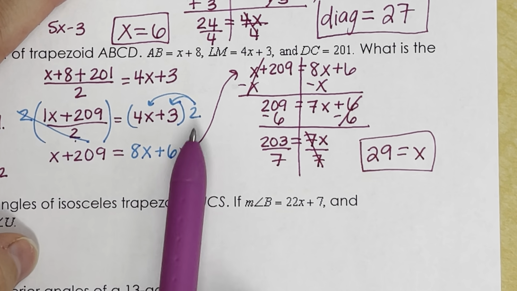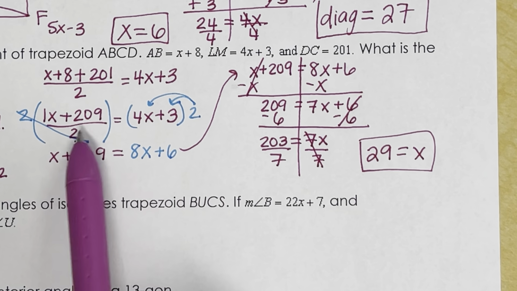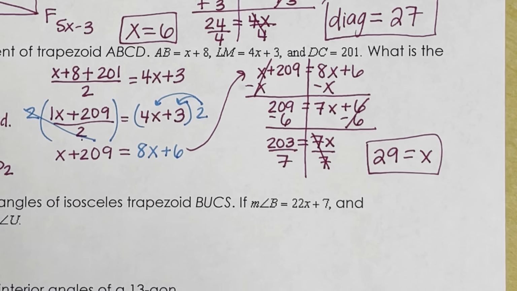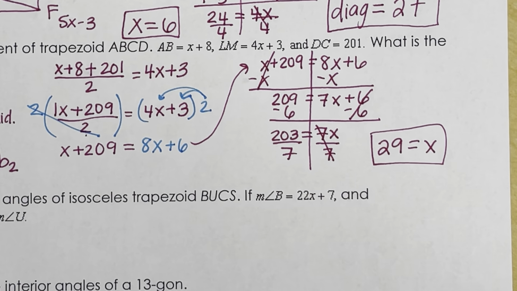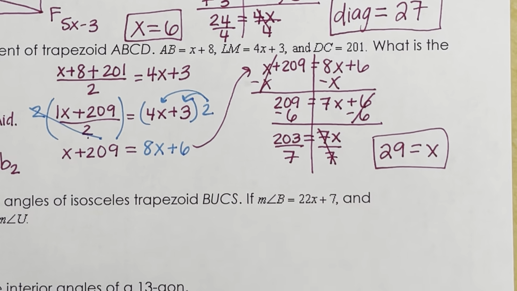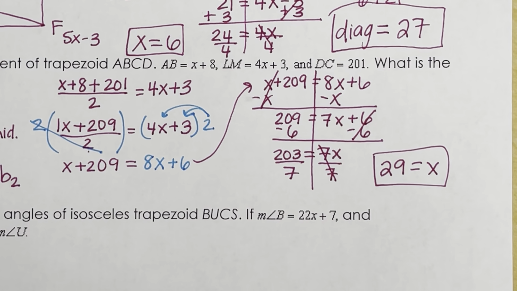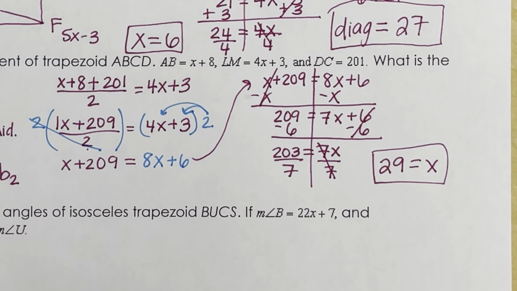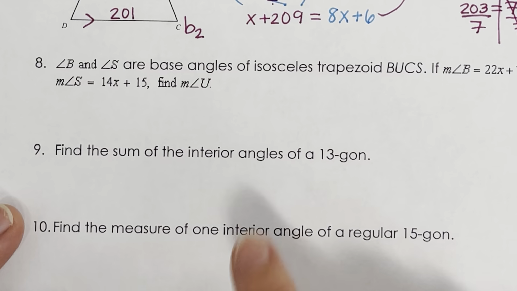So if you didn't want to multiply by 2, you could have divided by 2. You just would have gotten a decimal right here, but eventually the decimal would have gone away, and you should still end up with 29 even if you decided to divide instead of multiply like Ms. DeMassa did. Okay, number 8.